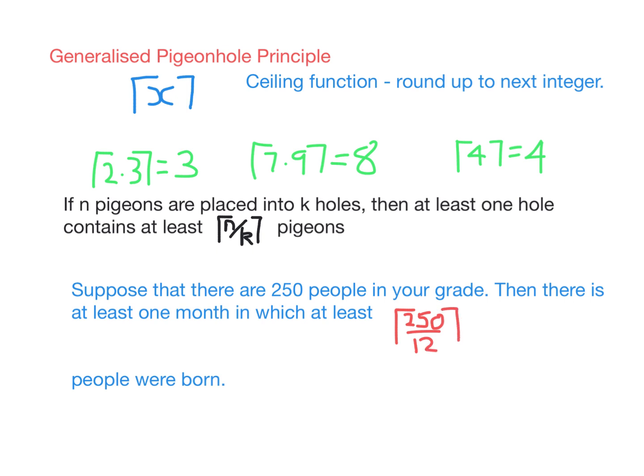So if I put 250 over 12 in my calculator, I get 20.83 recurring. So the ceiling function says we round that up to 21. So if there's 250 people in your grade, there is at least one month in which at least 21 people were born. So again, this is kind of a worst case scenario. There might be multiple months in which more than 21 people were born, but we can say for certain, without knowing anything about the distribution of birthdays, we can be certain there is at least one month in which at least 21 people have a birthday.